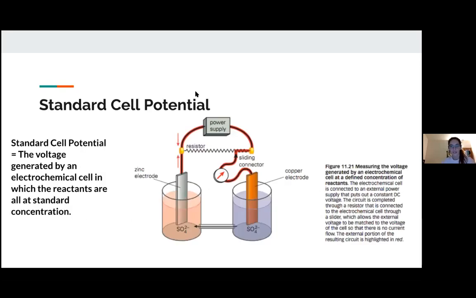So the standard cell potential is defined as the voltage generated by an electrochemical cell in which the reactants are all at standard concentration. And also I think it's 298 degrees Kelvin. So this is just a figure of how you would actually measure the voltage. It's not as important, but if you would want to know the way in which you do it, you have an electrochemical cell connected to an external power supply that puts out a constant voltage, and the circuit is completed with a resistor. And so then the external voltage can be matched to the voltage of the cell, and it will give you a reading on the voltage of the cell.